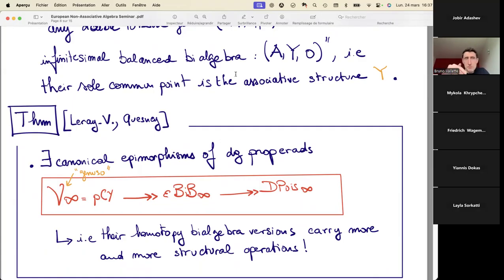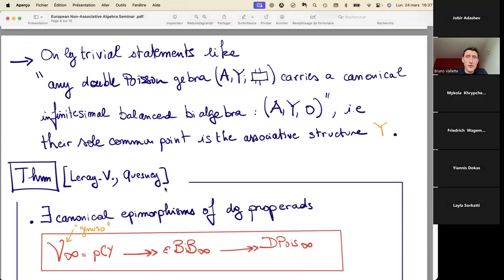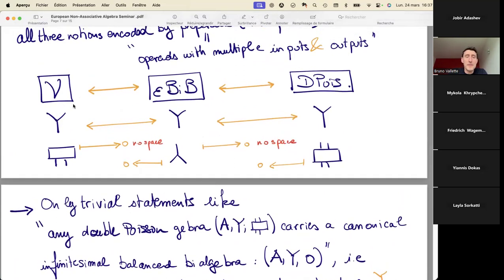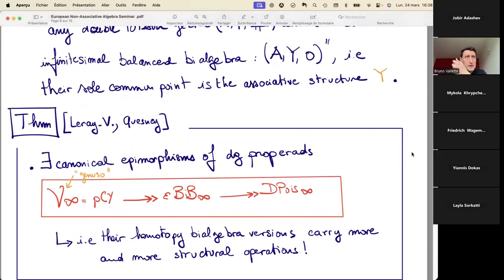Properads admit a certain homological theory called Koszul duality theory, which allows us to produce homotopy versions of these structures. Okay, so in the very same way as we could get A infinity algebras from associative algebras, we can get homotopy V structures, homotopy infinitesimal bialgebras, and homotopy double Poisson bialgebras. Okay, we can accept that. And they are made up of a lot of operations, and we encode that inside a huge properad.